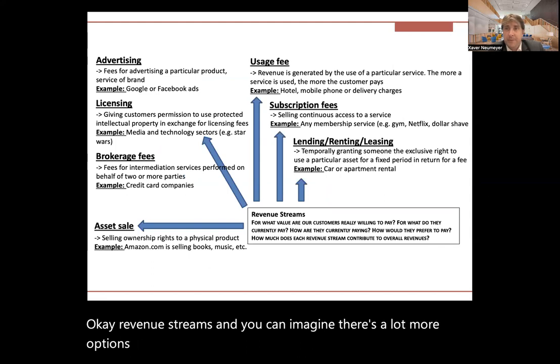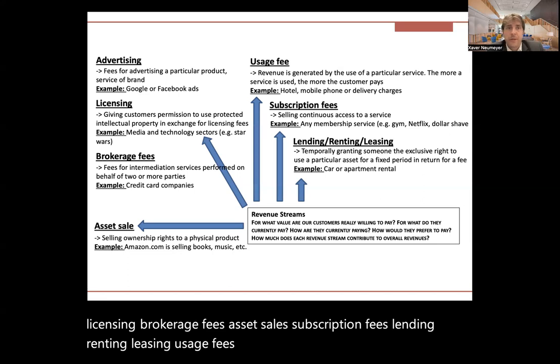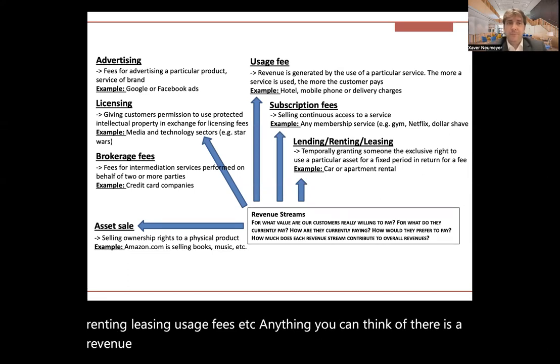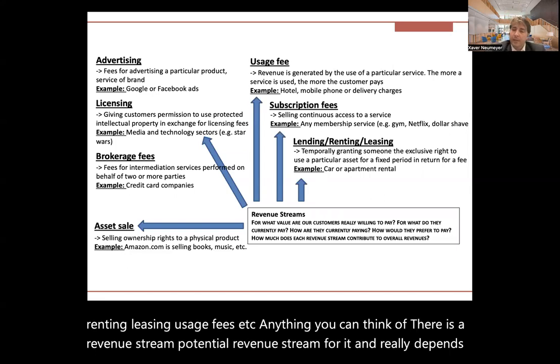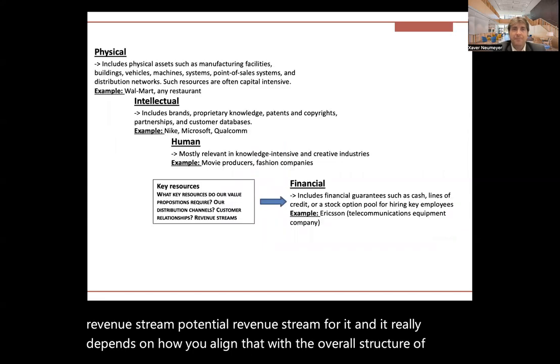And you can mix these different things, right? You have licensing, brokerage fees, asset sales, subscription fees, lending, renting, leasing, usage fees, etc. Anything you can think of, there is a potential revenue stream for it. And really it depends how you align that with the overall structure of your business model.